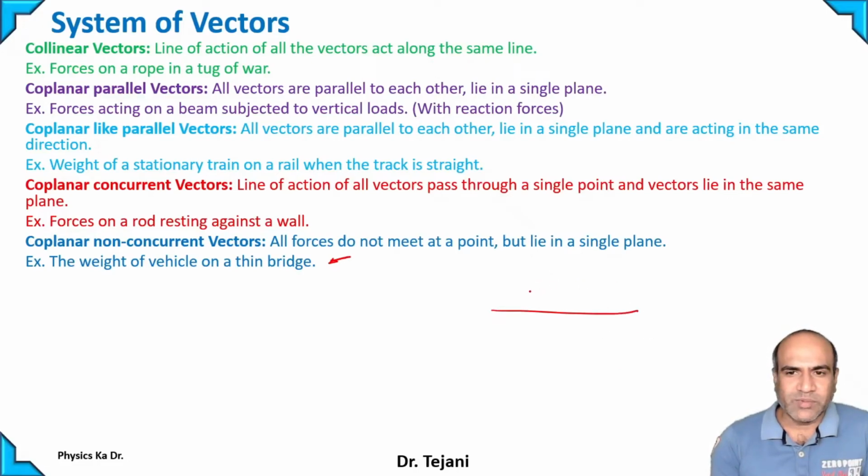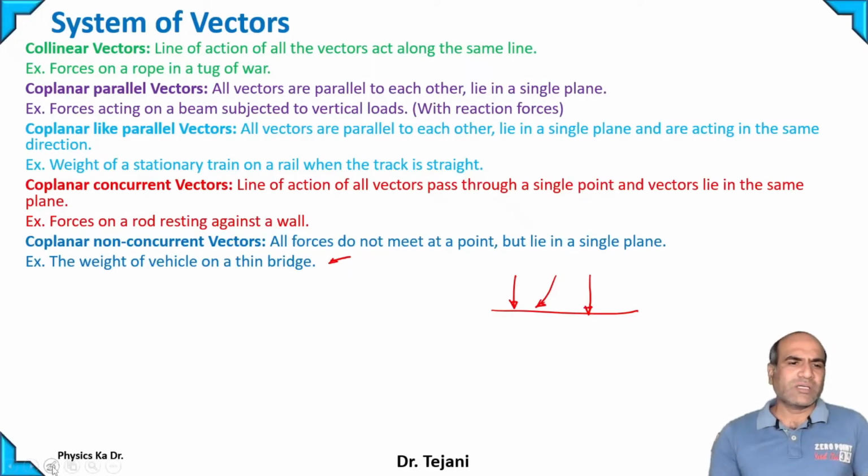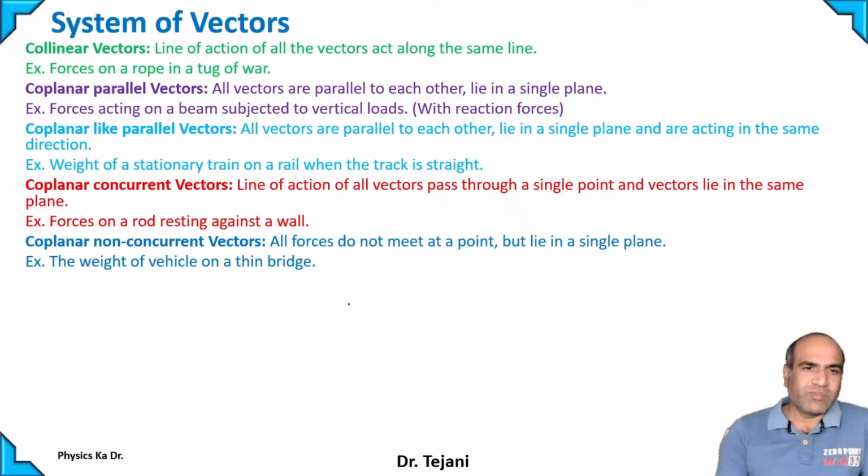Say for example, this is a bridge. One vehicle is here, another vehicle may be at some angle, with some kind of load. It is having some movement. So all are not meeting. None of them are meeting.